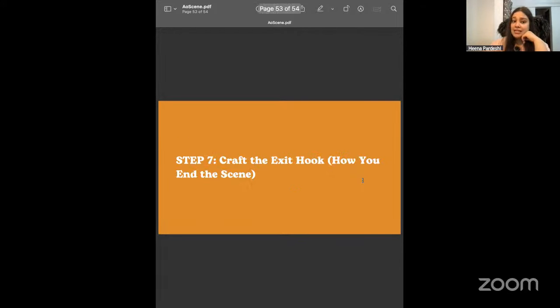And then we have the last step: craft the exit hook. How you end the scene. Never end a scene softly. Never end it with someone going to sleep or walking away quietly, unless there is subtext there. Your ending must create curiosity, anticipation, momentum, unease, a question.